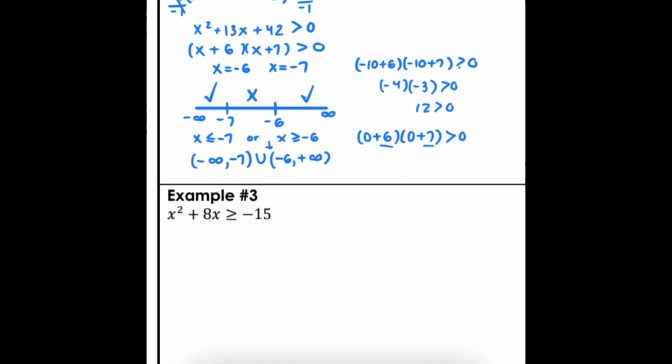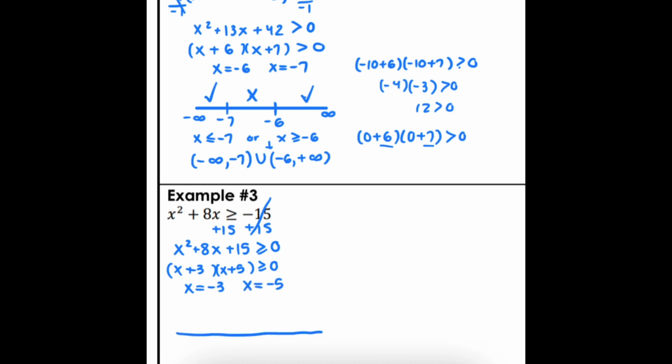So for the next one, I'm going to start by adding the 15 to the other side. Factor. And find the numbers I need to test for my number line. So I need to test a number that is less than -5, so -6.